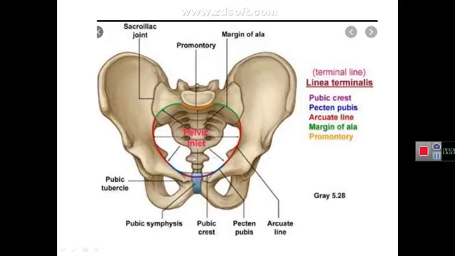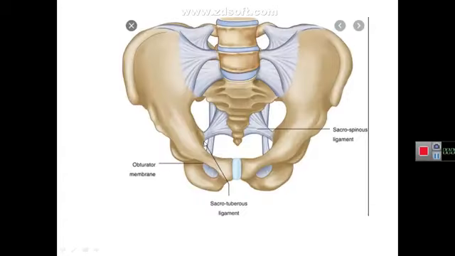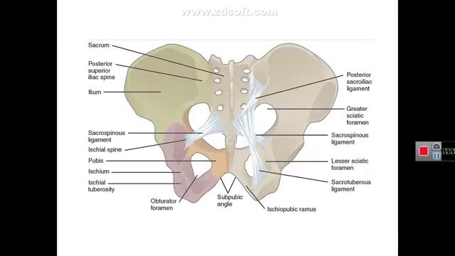The bones of the true pelvis, below the pelvic brim, are the bony parts of the walls of the pelvis, because the walls of the pelvis are considered from bones, ligaments, and muscles.